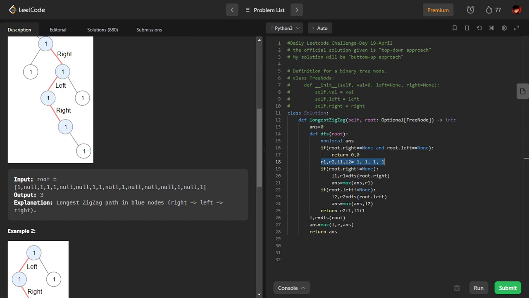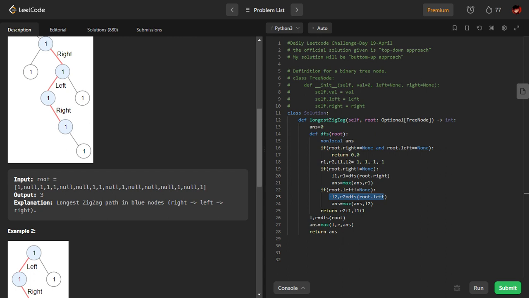R1 and L1 will refer to the maximum path. Please note it down somewhere. R1 and L1 refer to the maximum path possible along the left or along the right for my right child, for the current node. Similarly, R2 and L2 refer to the maximum length possible along the left or along the right for my left child. Please note it down somewhere.